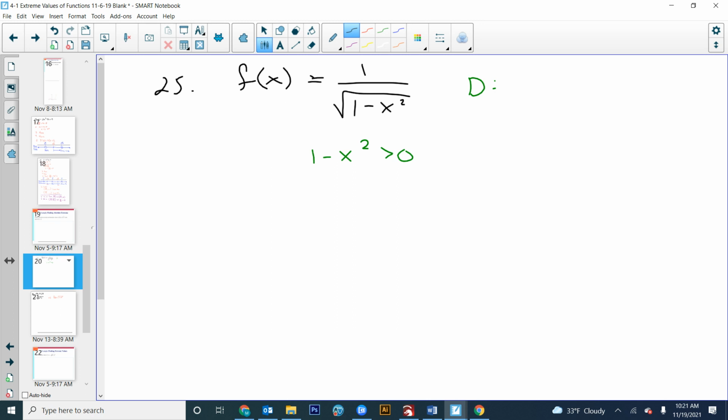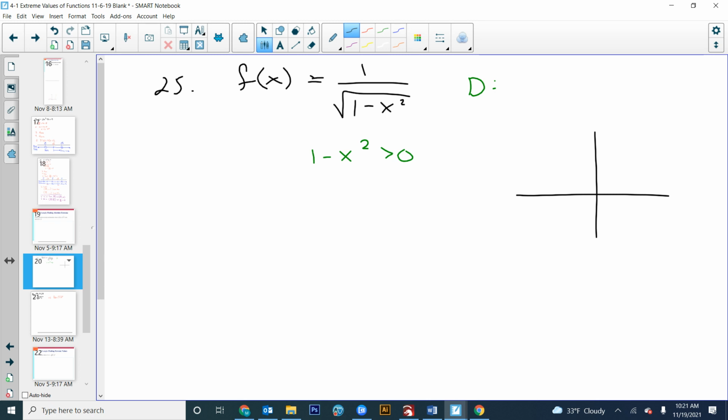Solving this green problem is solving what for you? The domain. That's it. Solving this little green problem is solving the domain issue. Here we go. Do you know what the graph of 1 minus x squared looks like? If you can graph that and look at where it's positive, you solve the domain.